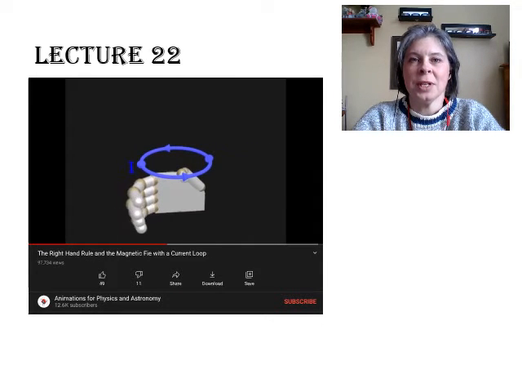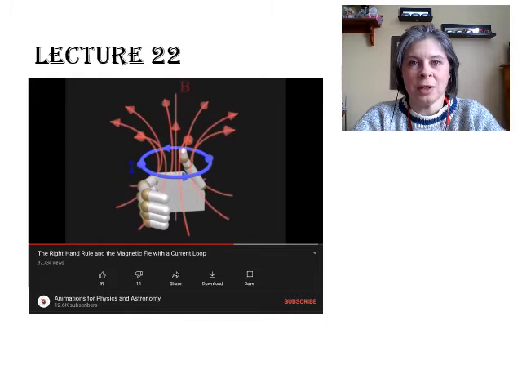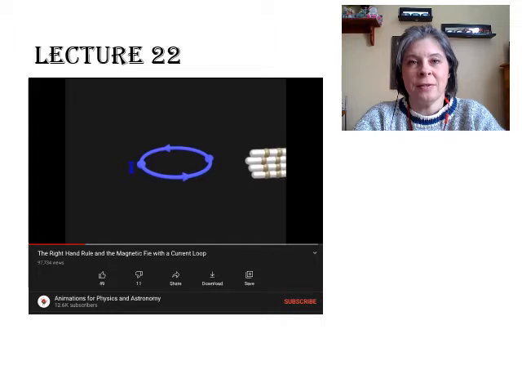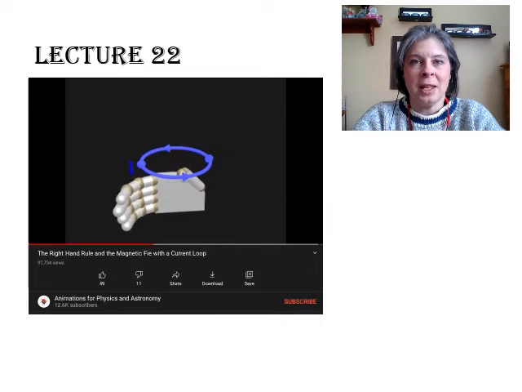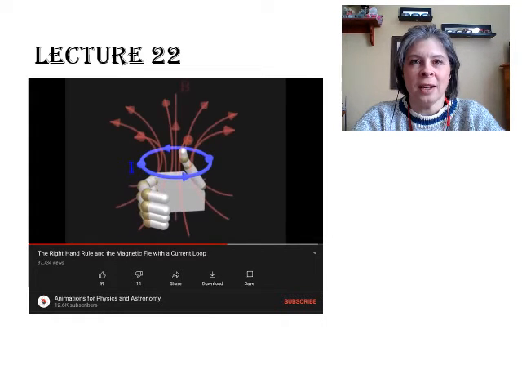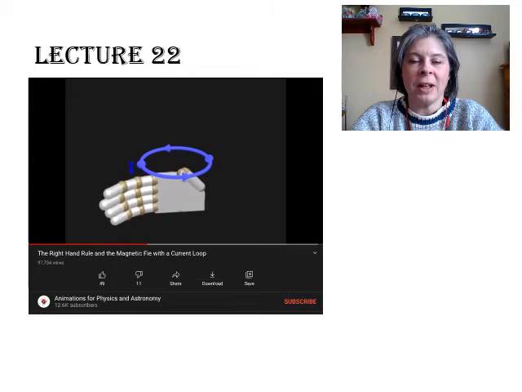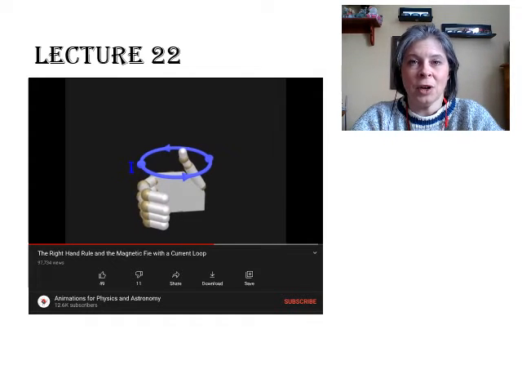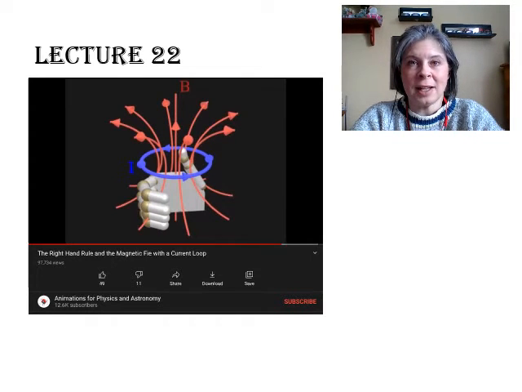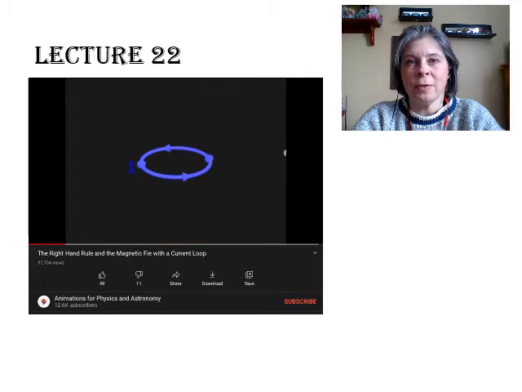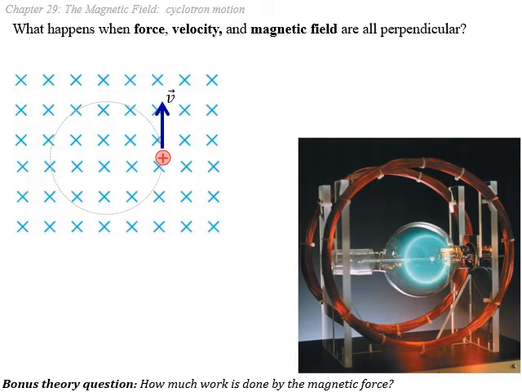In this lecture, we're going to talk about the motion of charged particles in a magnetic field when the velocity is perpendicular to the field. The video playing in the background is a screenshot of a simulation showing the right-hand rule that you use when you know the direction of the current loop to find the magnetic field created by that current loop. We used that a little bit in the last lecture, so I thought this would be a tiny bit of a good review. Let's think about what happens if we have a positive charge moving in a magnetic field.